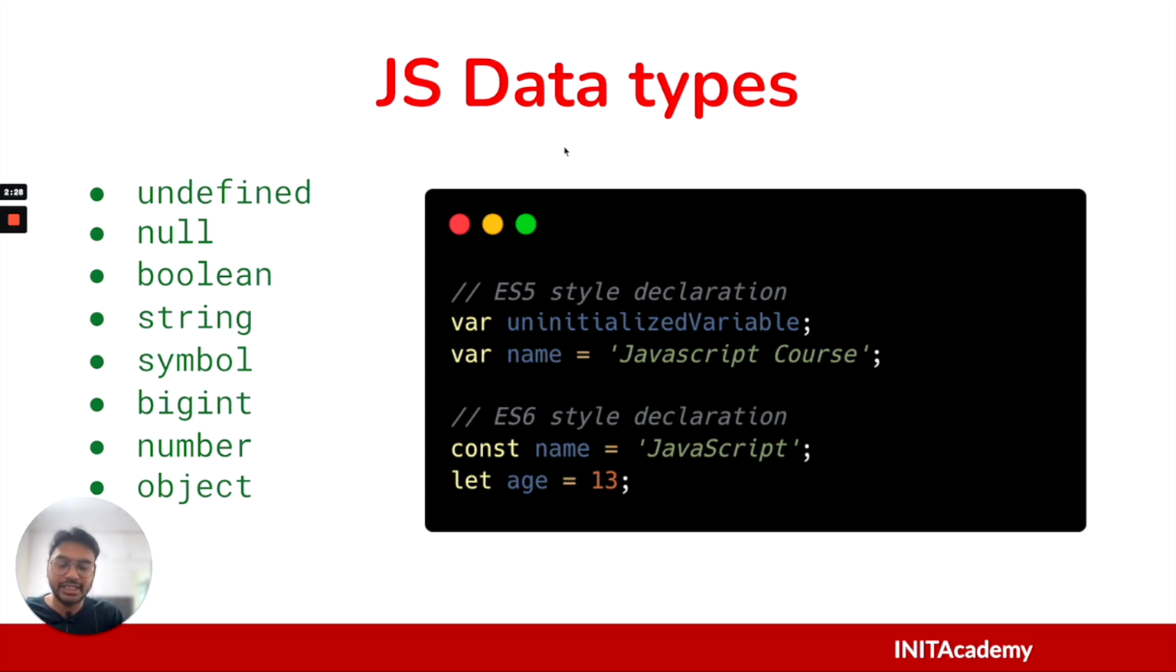On the right hand side, if you see, there is a small snippet. We have initialized a variable using the var keyword. This is an ES5 style declaration, and we have also initialized a variable with a name and given it a value, like a JavaScript course. You can declare variables using const and let as well, but let's see how that works in detail.